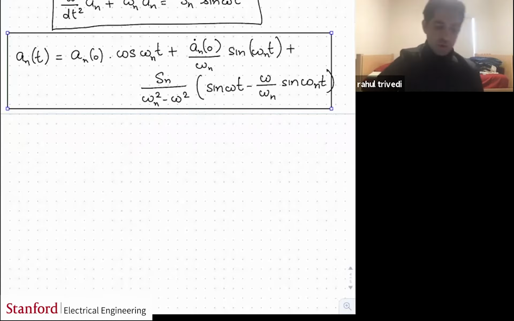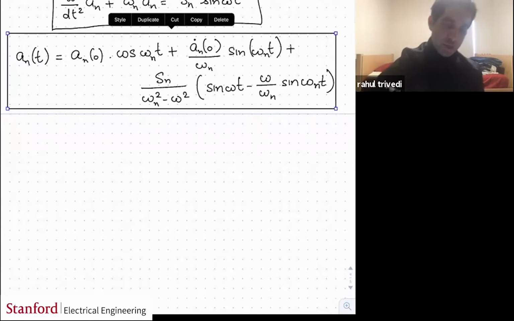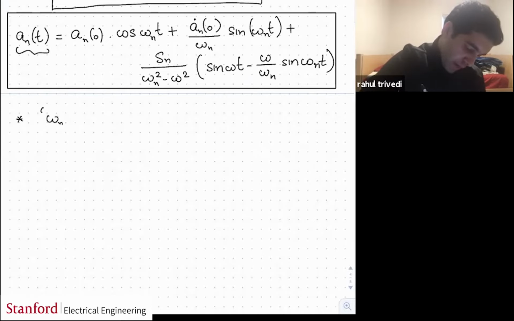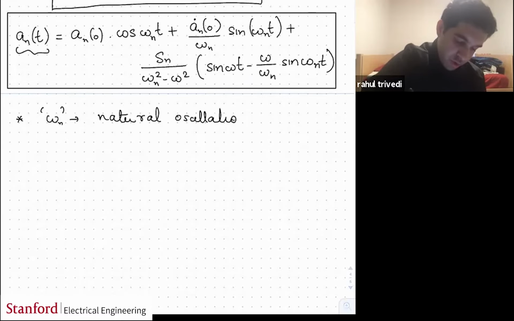So if you look at the solution that we have for the harmonic oscillator equation under a drive, what you immediately see is that there are two frequencies that appear in the solution for a_n of t. So a_n of t has two frequencies. One is omega_n, which is essentially the natural oscillation frequency of the harmonic oscillator, right?